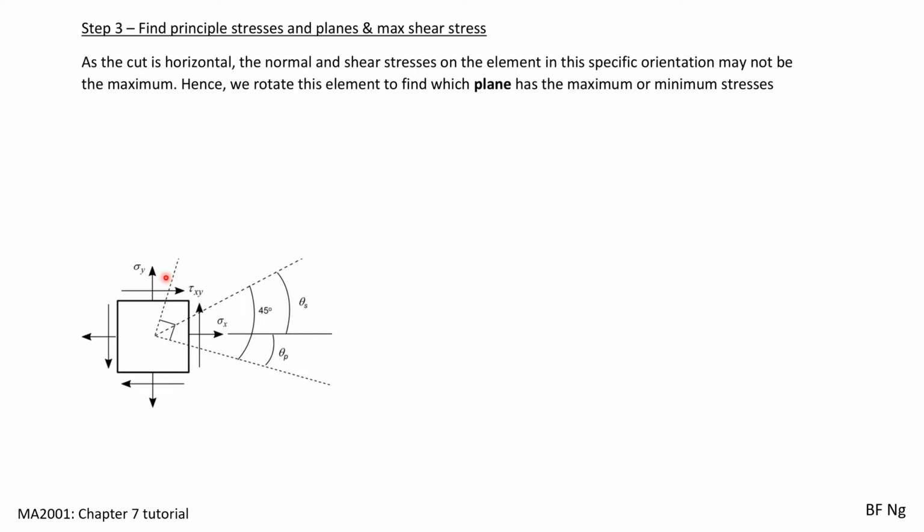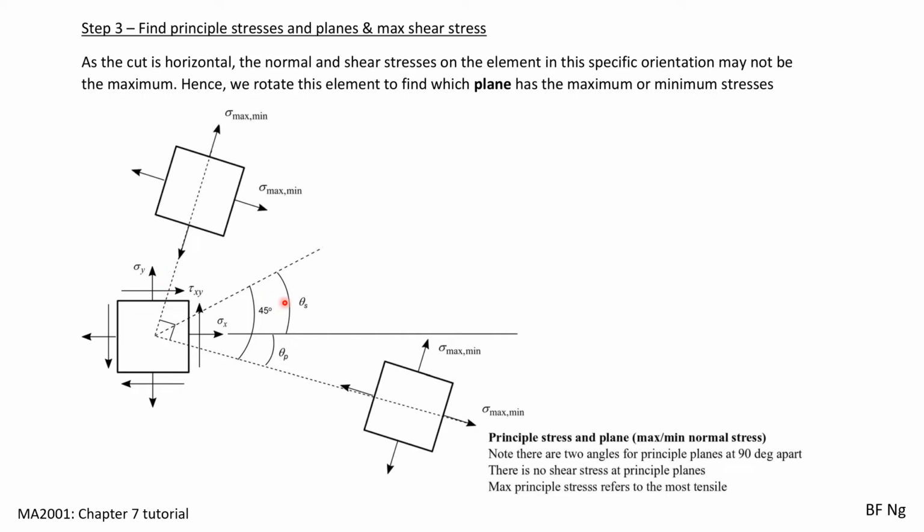As we rotate the element itself, there will be an angle where the normal stress on the surface is maximum. This angle of rotation is called theta p, which is also called the principal plane. Sigma max and sigma min are what we call the principal stresses. There are in general two principal planes which are 90 degrees apart, this and this. On the principal plane, there are no shearing stresses.